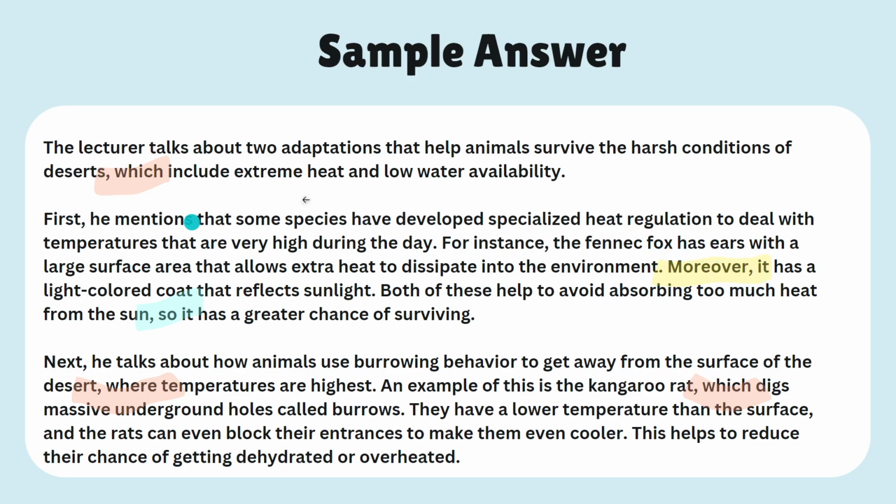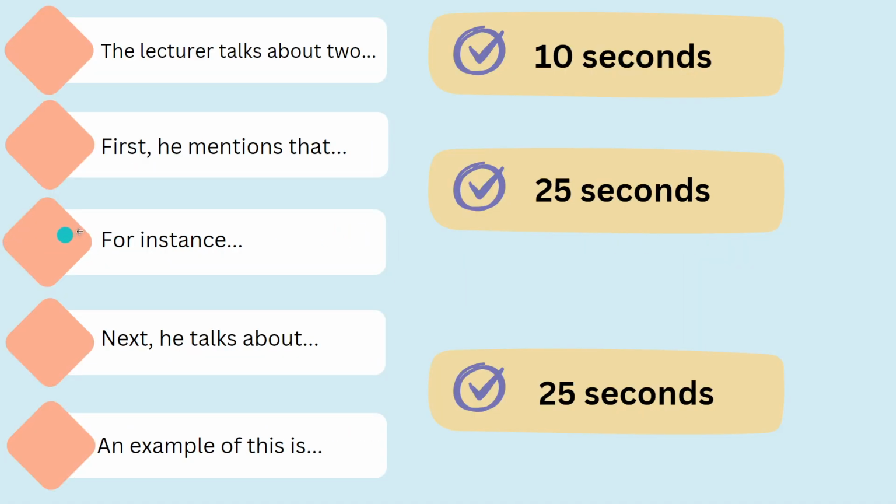But you can see I've got first, for instance, next, an example of this. Those are all transitions that are just built right into the template. But I've added one more phrase here because it was convenient to use, moreover. And then I guess the next thing I should mention here is the template. Again, it's the same as in the answer, but I'll present it on the screen here for you.